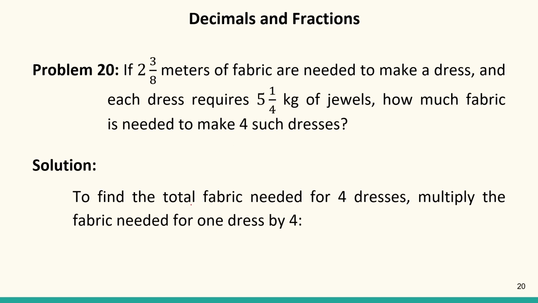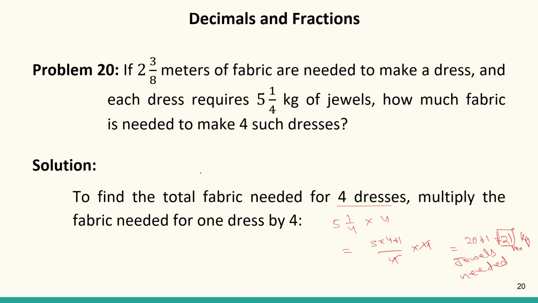To find the total needed for 4 dresses, multiply the amount needed for 1 dress by 4. So what we have is 5 whole 1 by 4 kg of jewels, 5 1 by 4 into 4, since we need to calculate for 4 dresses. This is equal to 5 into 4 plus 1 by 4 into 4, which is 20 plus 1, equal to 21. This is the amount of jewels needed.